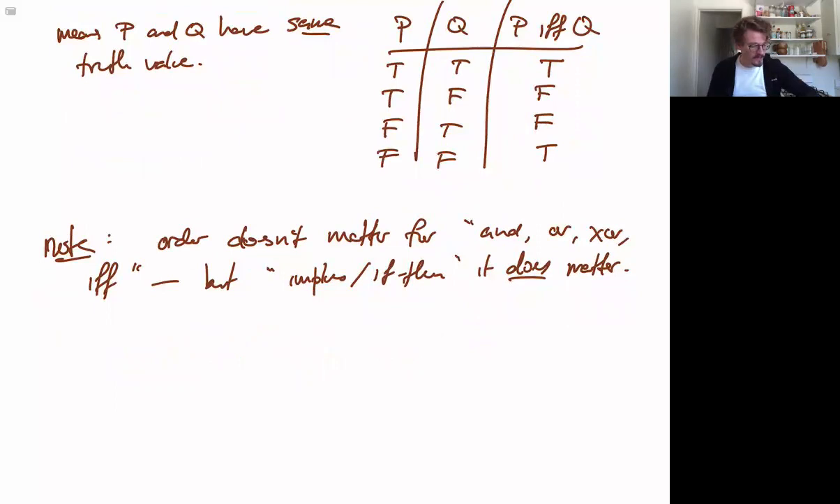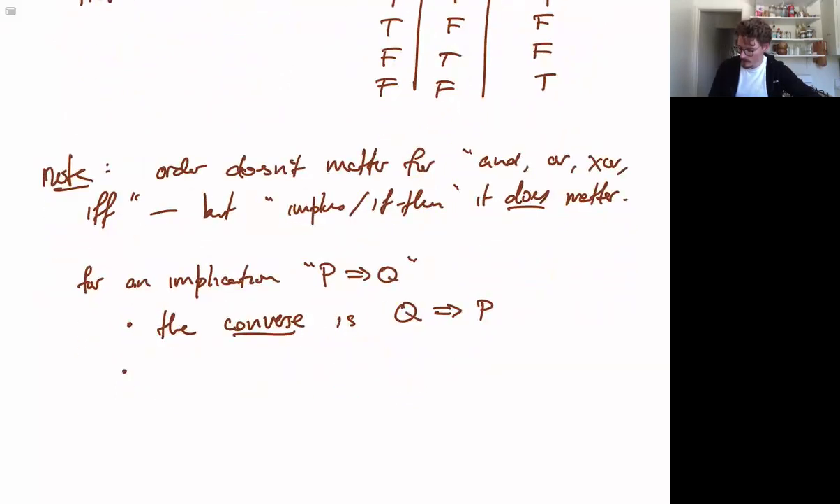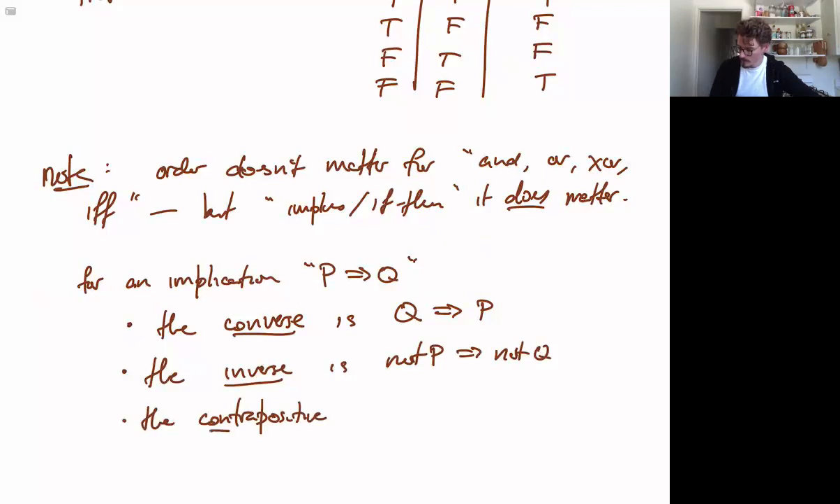So let's talk about this for a second. We have a couple names for these things. So if we have an implication P implies Q, then the converse is Q implies P. The inverse is not P implies not Q. And the contrapositive is not Q implies not P.